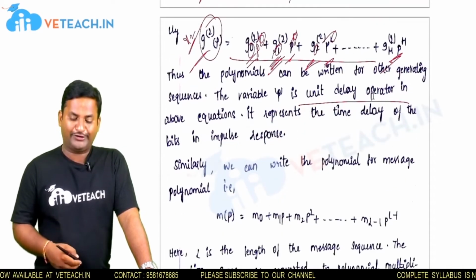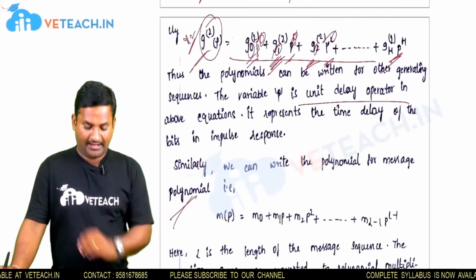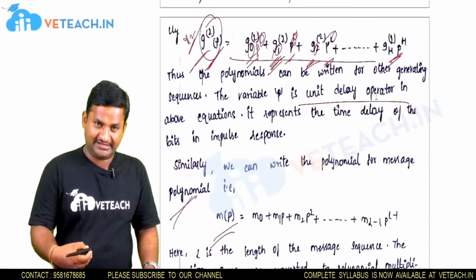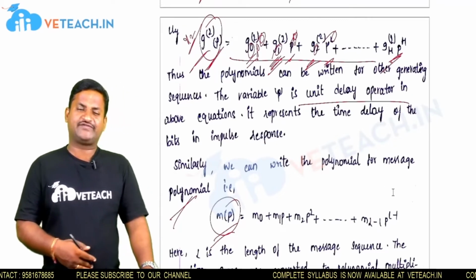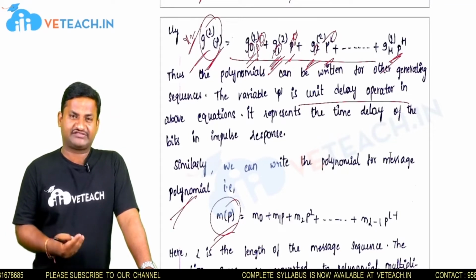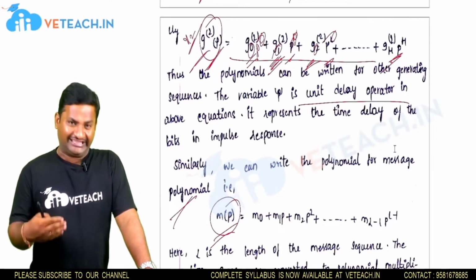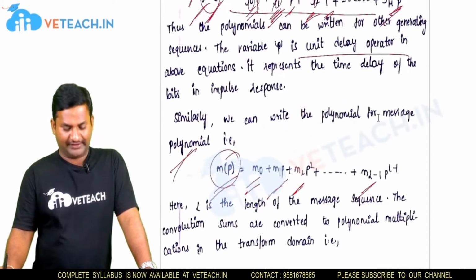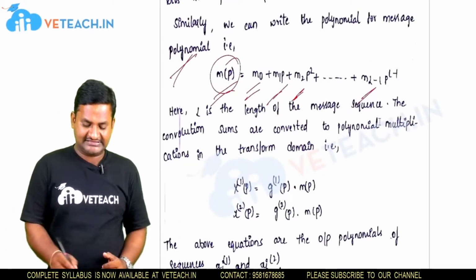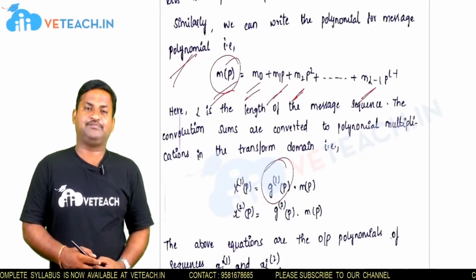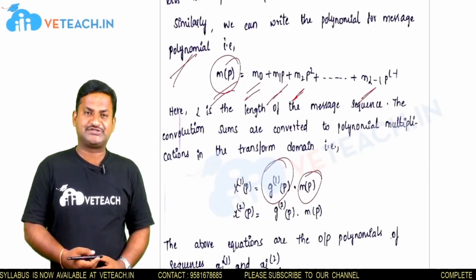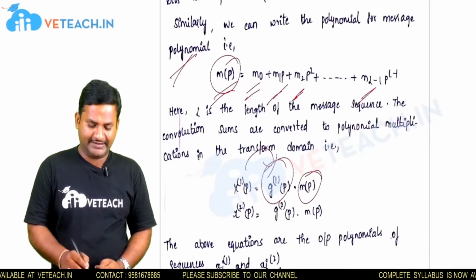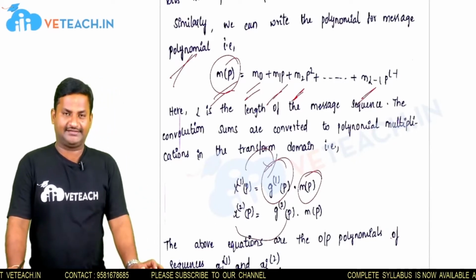Simple. How can we express the polynomial for the message? Here m of p. For the representation of x1 and x2 with respect to g, m of p is the message in terms of the polynomial: m0, m1, m2, up to m of l minus 1. By multiplying those representations of the message and the generator polynomial, the final resultant equation takes place. Because x1 always depends upon g power 1 of p, x2 will always depend upon g power 2 of p. That is the representation.